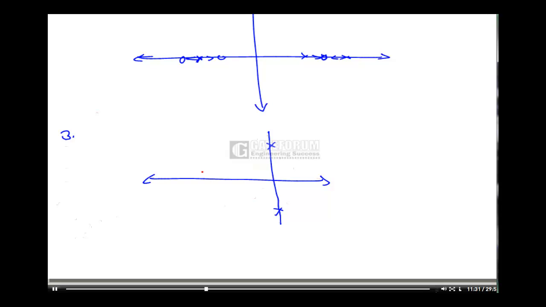The angle of departure of these poles will be 180 upon the number of poles. The number of poles is 2, so it will be 180 upon 2, which is equal to 90 degrees. So one pole will move away, and the other pole will move to this side. This is the root locus for this system. Since there are no zeros, they will terminate at infinity.